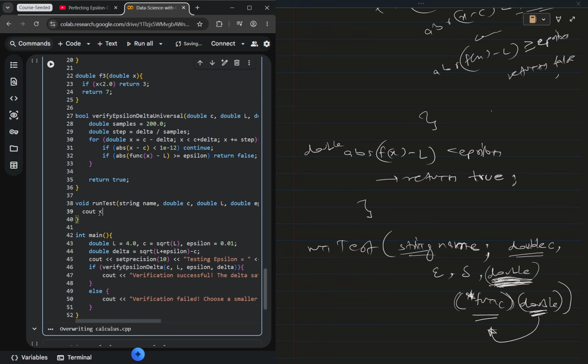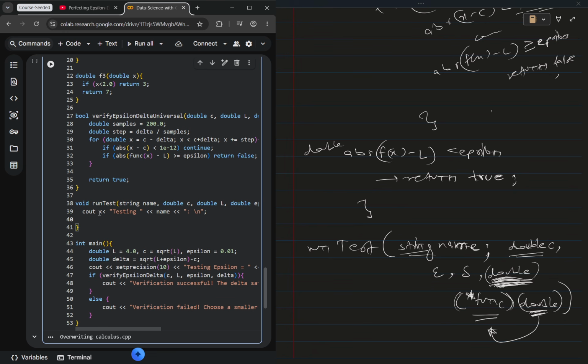Let's say we have cout. Let's say we want to say testing your limits. Instead of writing testing your limits, let's say testing. Let's say we have a name. So let's give some space. Name, and then we can just have this, and let's say we add a single colon over here. So colon helps us in nothing, but we just use colon for some reason.